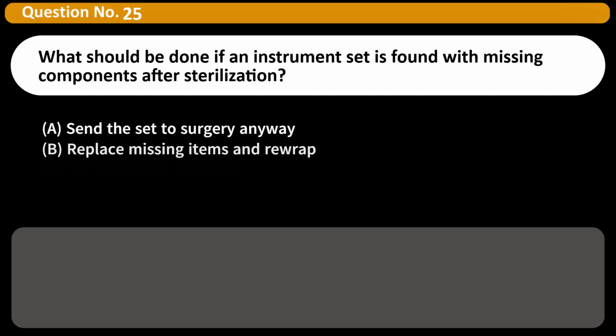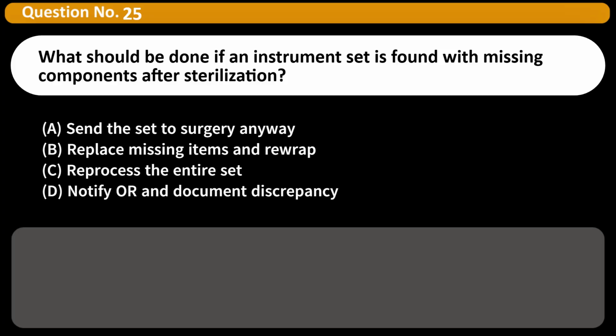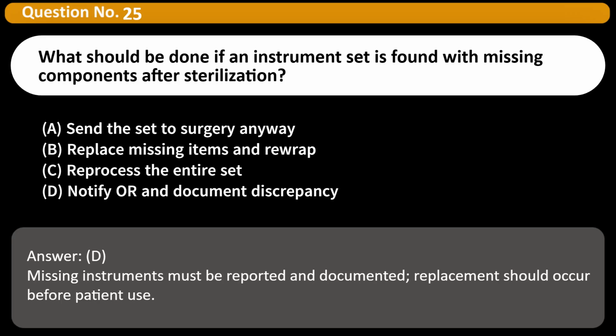What should be done if an instrument set is found with missing components after sterilization? A. Send the set to surgery anyway. B. Replace missing items and rewrap. C. Reprocess the entire set. D. Notify and document discrepancy. Answer: D. Missing instruments must be reported and documented. Replacement should occur before patient use.